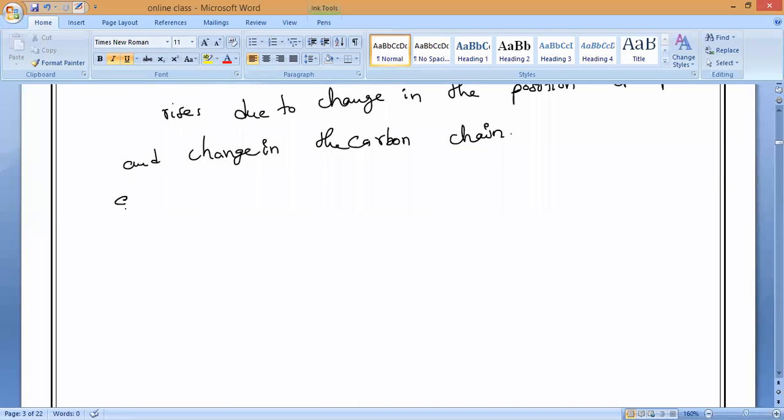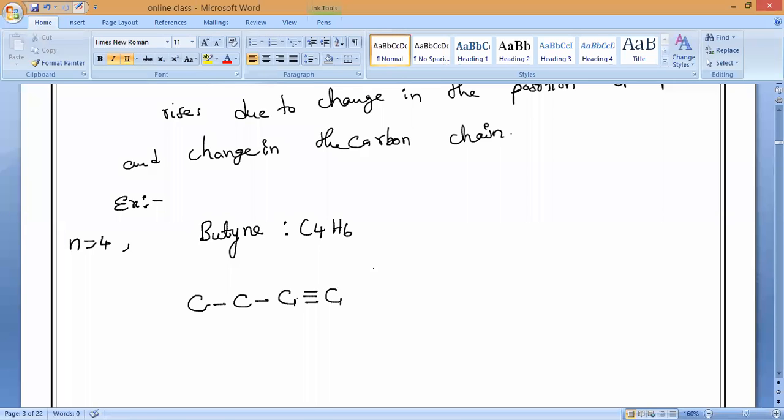Now again the same thing. Start with C, n equals 4. N equals 4 means what will come? Butane, C4H6. C4H6 will come. So now tell me, what is the number of carbons? C, single bond, skeletal structure, single bond, C. Here what carbon will come? Triple bond C.